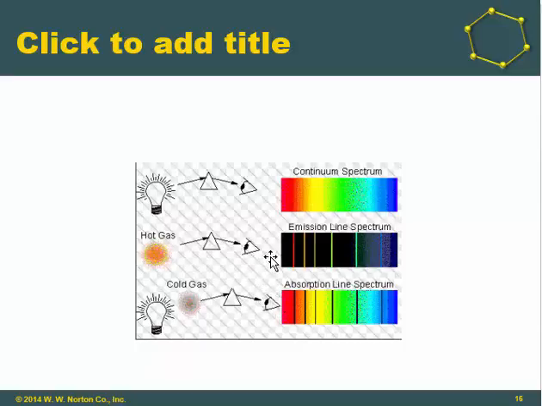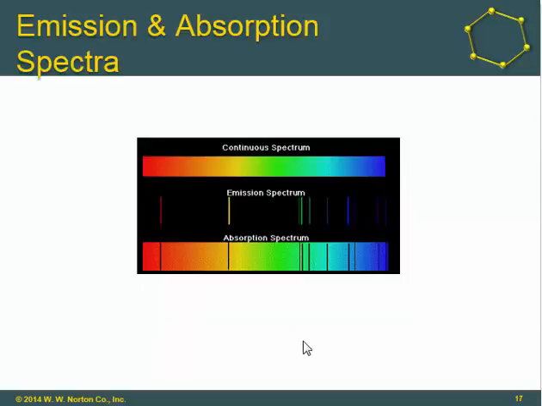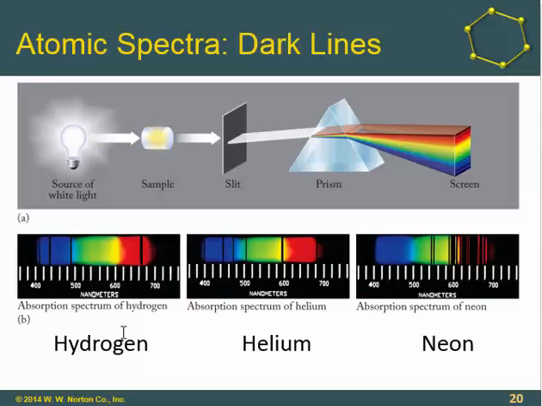Any given element is going to have a characteristic emission and absorption line spectrum, and wherever there are lines in the emission spectrum, there are going to be black lines in the absorption spectrum. Here's another example. Here at the top is a continuous spectrum. This would be the rainbow of colors, and raindrops actually act as a prism to show us the continuous spectrum of visible light. Then down here is the emission spectrum and absorption spectrum for a given element. Wherever the lines are in the emission spectrum, there is a black line in the absorption spectrum.